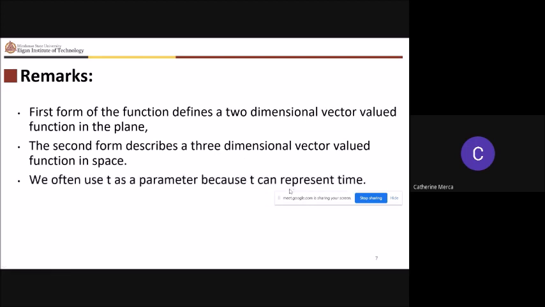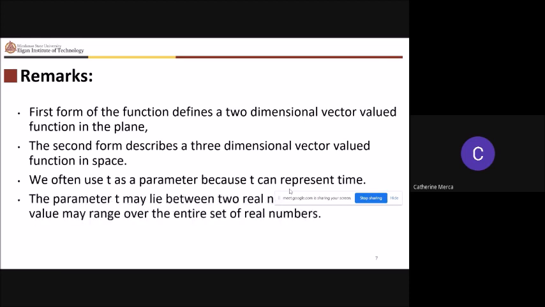Now, we make use of t as a parameter because it can actually represent your time. So, when you say parameter t, it actually may lie between two real numbers, a and b, or its value may range over the entire set of real numbers. So, it depends upon your problem. So, let's take a look at this example.